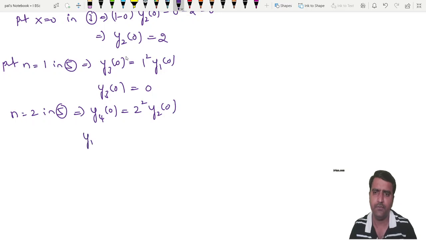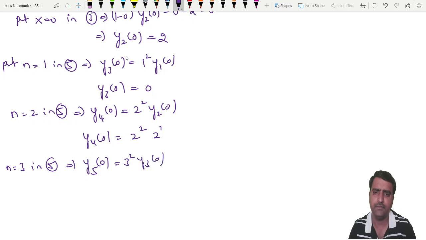So y4 of 0 is equal to 2 square into y2 of 0. What is y2 of 0? y2 of 0 is 2, or you can write it as 2 power 1. Again take n is equal to 3 in 5, which implies that when n is 3, it is y5. y5 of 0 is equal to 3 square into y3 of 0. So since y3 of 0 is 0, this becomes 0.